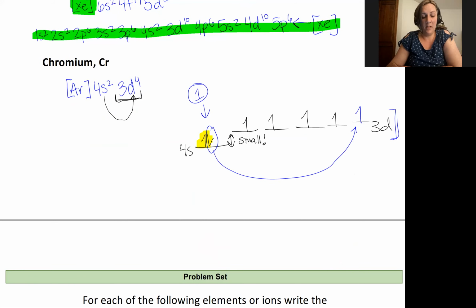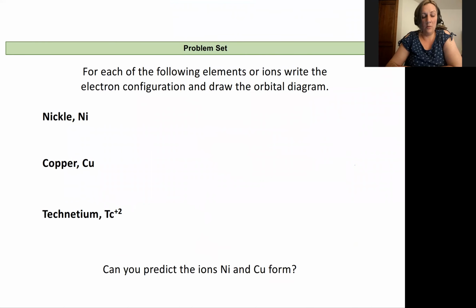All right, in the next video, we're going to walk through how to do the electron configurations and orbital diagram for these elements: nickel, copper, and technetium +2 cation. So try this first on your own, and then you can review the video that follows.